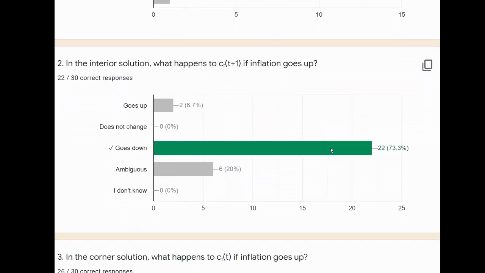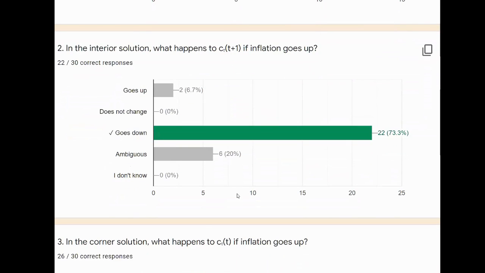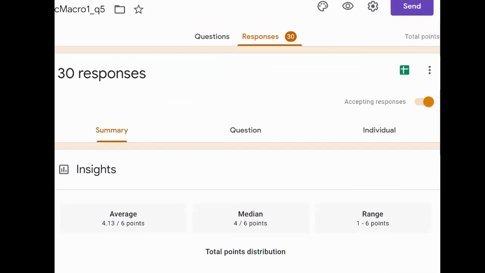So good. Then in the corner solution, what happens to CTT if inflation goes up? Somebody has an opinion? It will stay the same because if the curve shifts, it's only a matter of slope and not the entire curve doesn't shift.